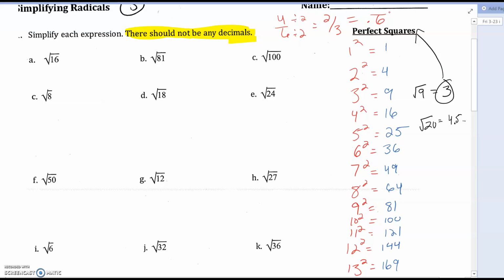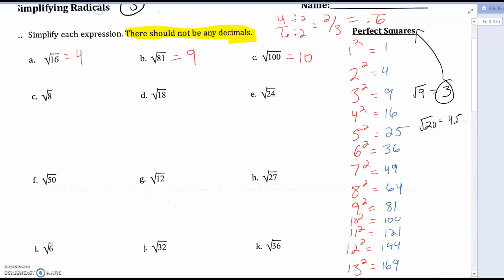So 16 over here, square root of 16. Well, if you put that in your calculator, square root of 16 is just 4. It's a perfect square. So let's go equals 4. Okay, square root of 81. Probably figure out what that is. Square root of 100. Easy enough, right? You can get a whole number from all of those.